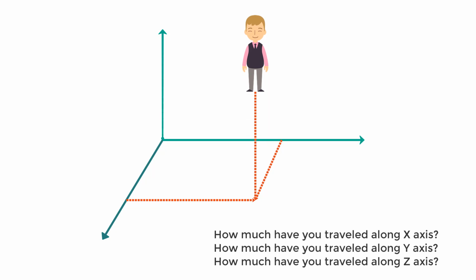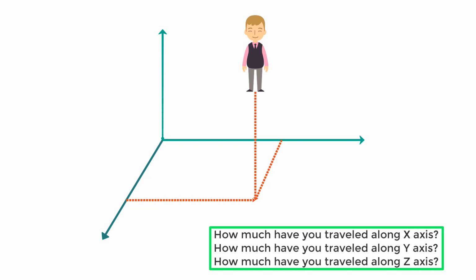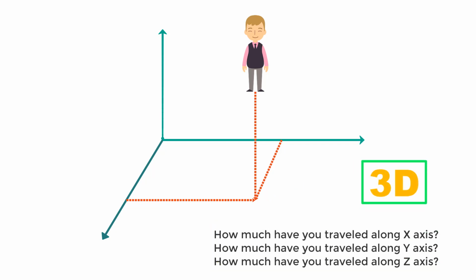So, basically, what we are getting from this? The number of questions I need to ask you to know your exact position is the same as the number of dimensions where you are in. Make sense? Okay, now we are going to use this logic to understand higher dimensions.